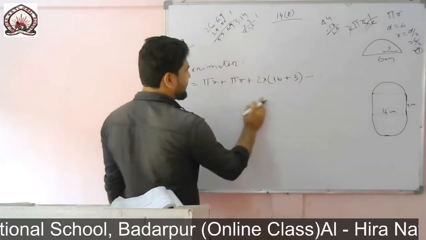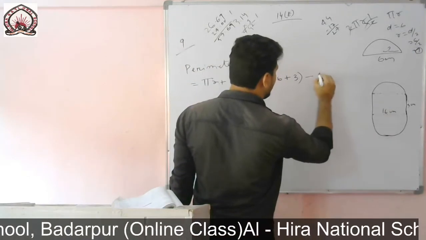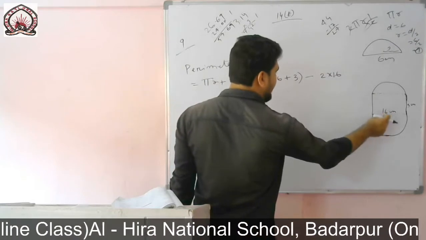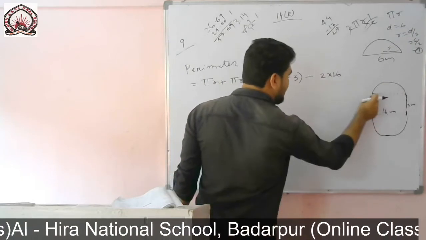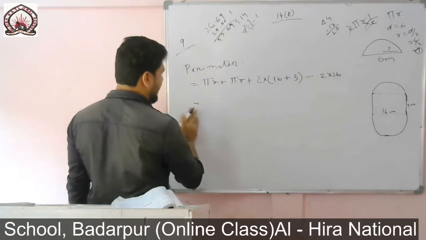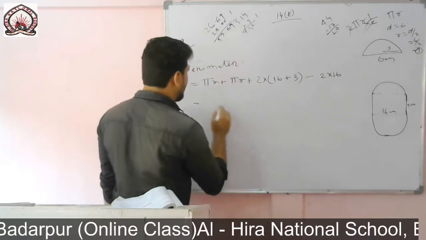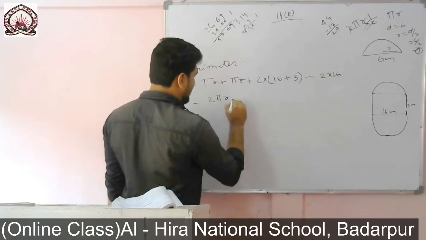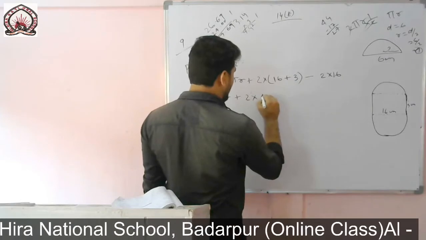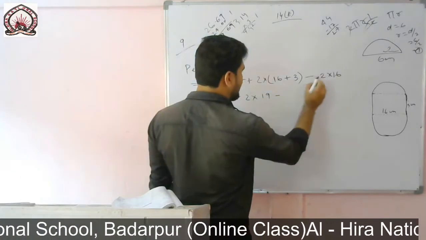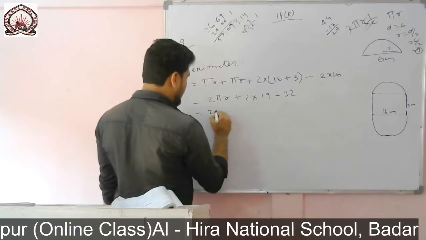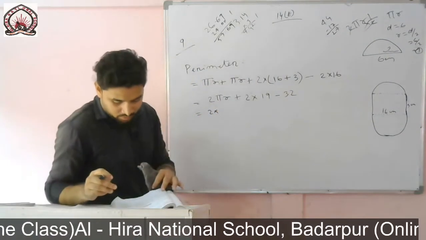In both the cases it will be same. So these two portions should be subtracted, because 16 we have taken 2 times, at the time of taking this semicircle and at the time of taking this semicircle. Okay, so write pi r, that means 2 pi r plus 2 into here 16 plus 3, 19, minus 32.